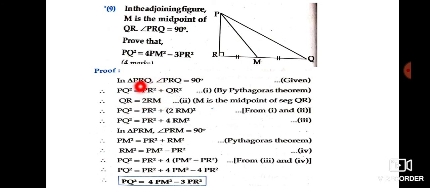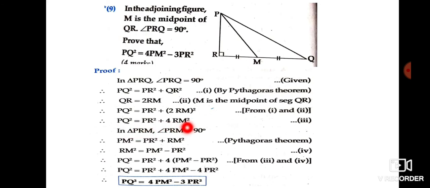So again we write the same thing. By Pythagoras, PQ square is equal to PR square plus, now instead of QR, I will write 2 times RM square. When I open the bracket, 2 squared becomes 4, so it becomes 4 RM square.